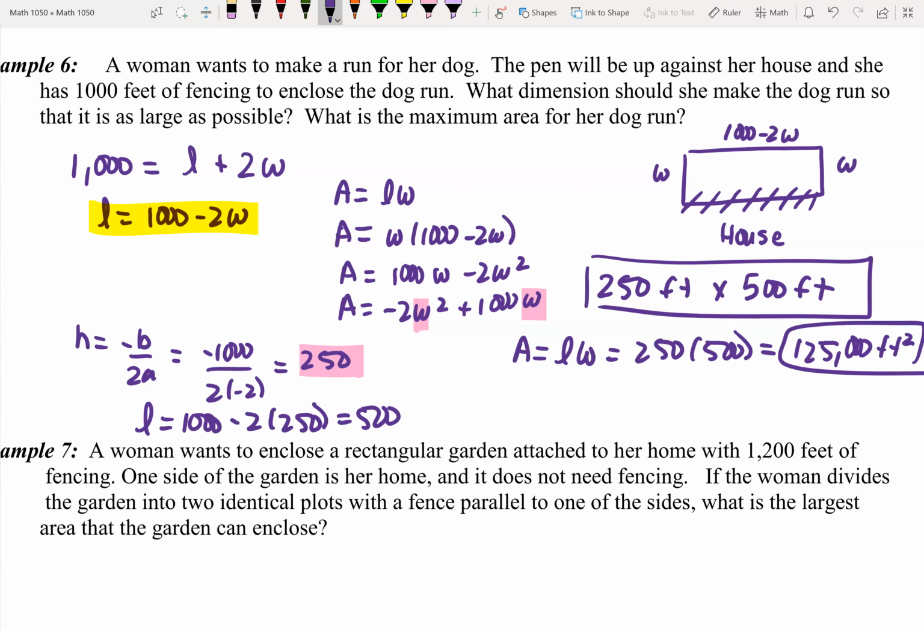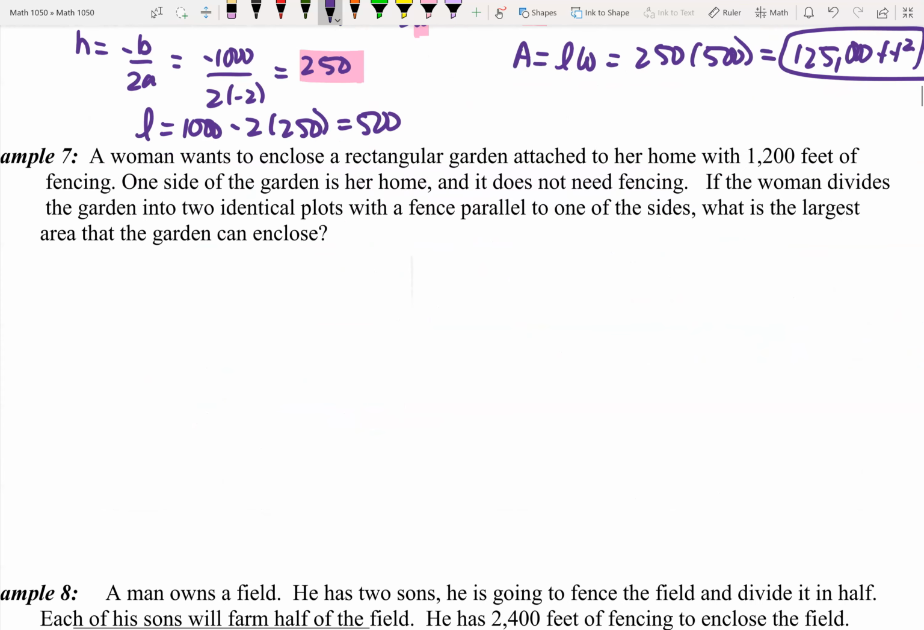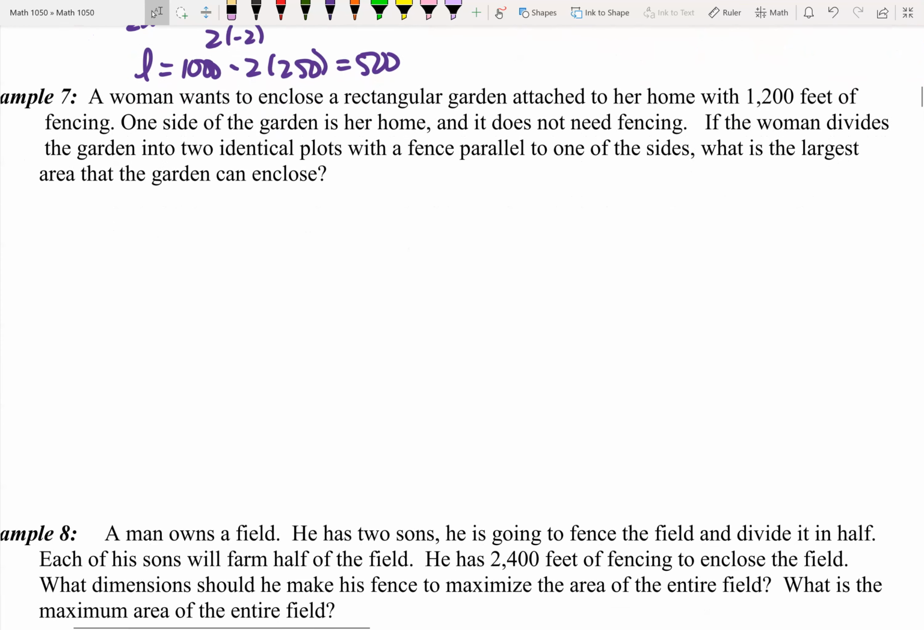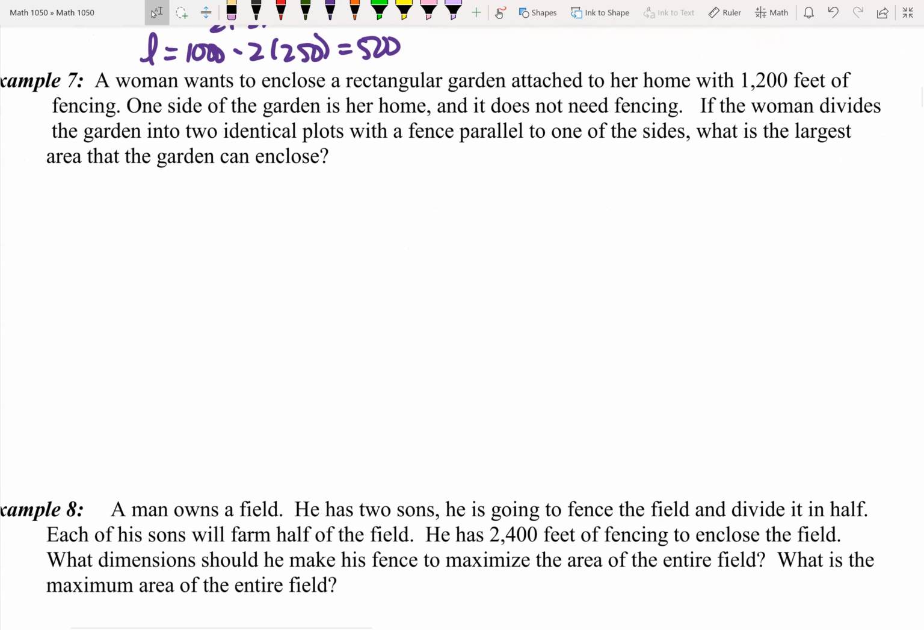Who says I get it? Let me see. Okay, yay. It's not going to get much worse, really. Okay, here's number 7. They start doing weird things like cutting it in half, but it's the same thing.